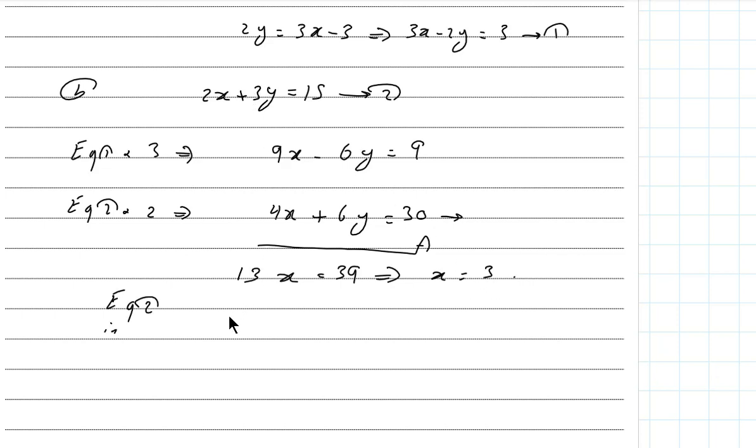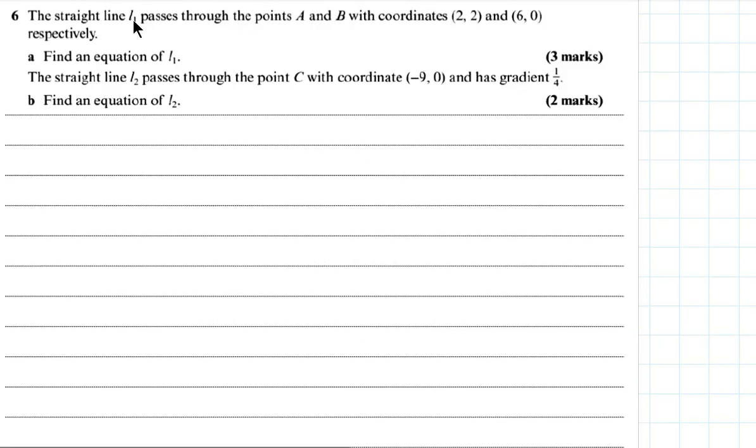Substituting x in the second equation, you can write 3y equals 15 minus 2 times 3, which is 6. 15 minus 6 is 9. In this case, y is 3 also, right? So the point of intersection will be 3 and 3.